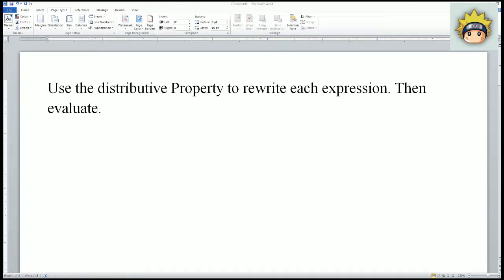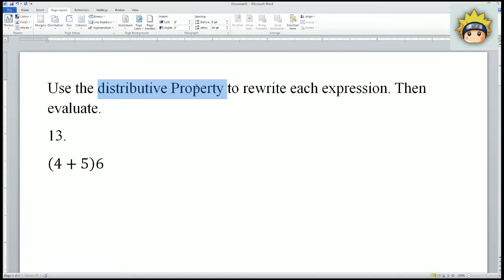This is going to cover page 29, numbers 13, 19, 26, 27, 29, 32, and 35. Number 13 starts asking us to use the distributive property to rewrite each expression, then to evaluate. Number 13 is this problem.